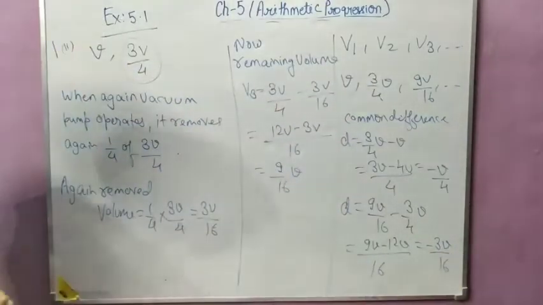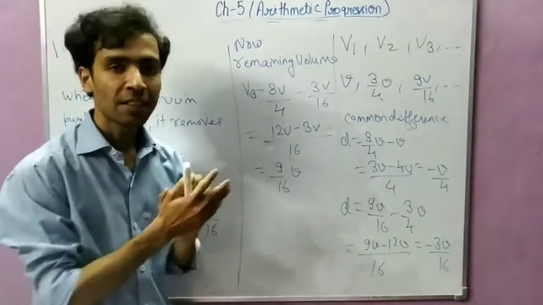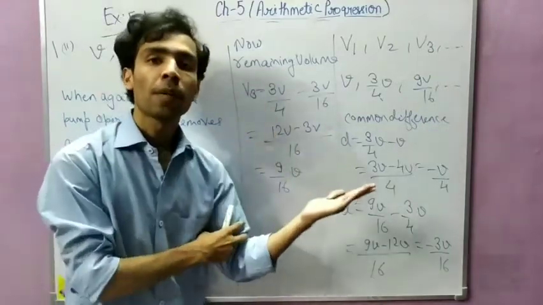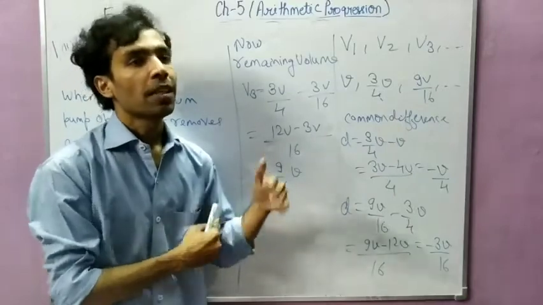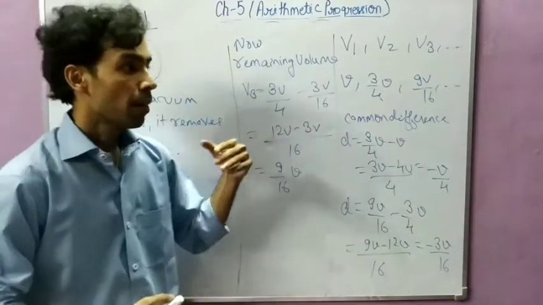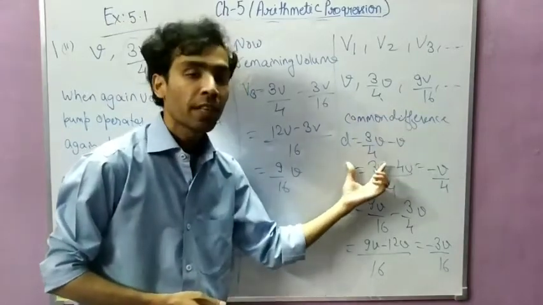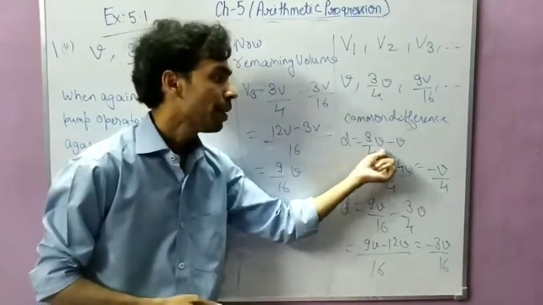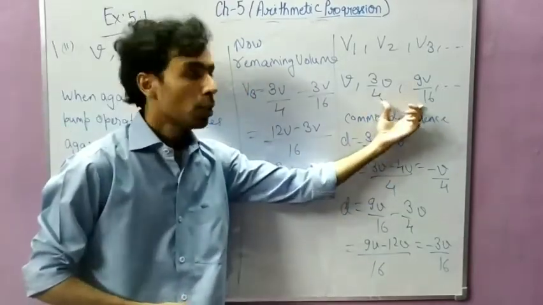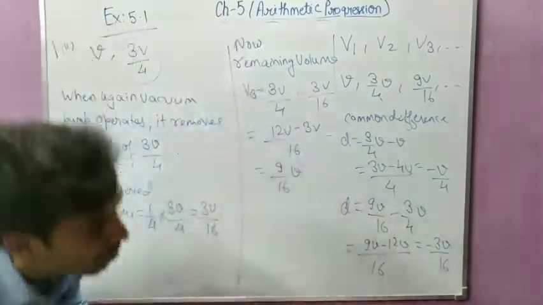Now student, when you have calculated the common difference, first we calculated the remaining volume in the 3 cases. Initial was V. After the vacuum pump operates, the remaining volume was 3V by 4. Then again the vacuum pump operates, then the remaining volume is 9V by 16. When these conditions are formed, we have to check whether they are in AP or not. So first we calculated the common difference by subtracting these two. So 3 by 4 V minus V. After solving we got minus V by 4. Again we calculated D. So 9V by 16 minus 3 by 4 V. In that case the common difference is coming minus 3V by 16.